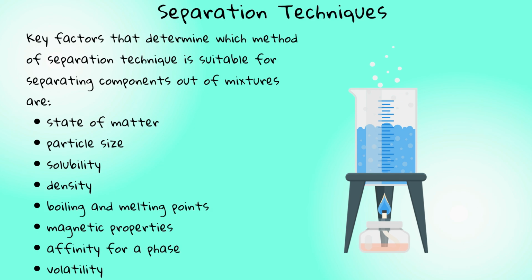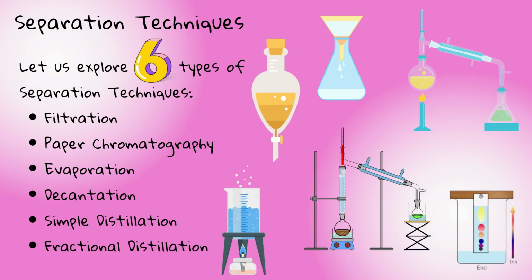Key factors that determine which method of separation technique is suitable for separating components out of mixtures are state of matter, particle size, solubility, density, boiling and melting points, magnetic properties, affinity for a phase, and volatility. Let us explore 6 types of separation techniques. We have filtration, paper chromatography, evaporation, decantation, simple distillation, and fractional distillation.